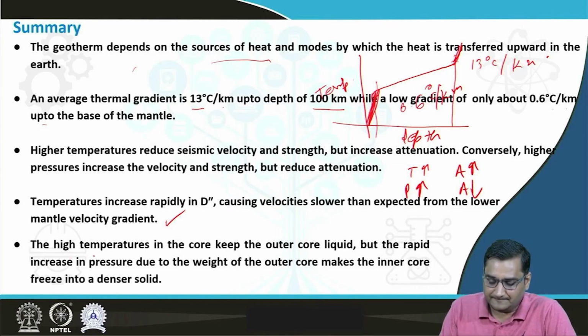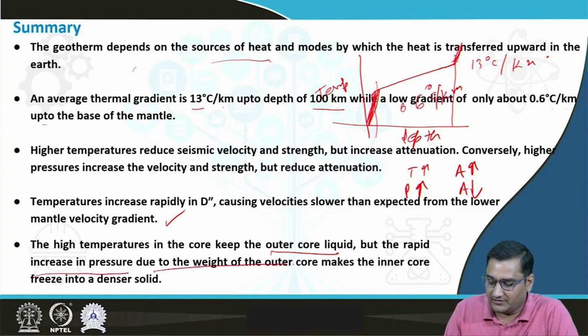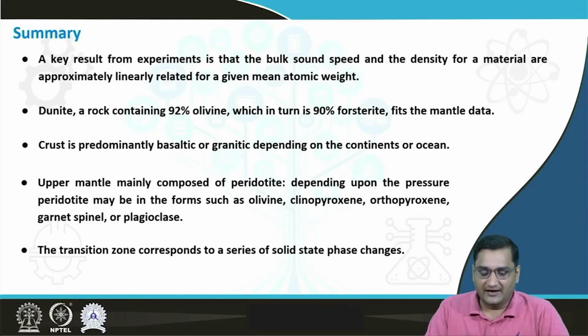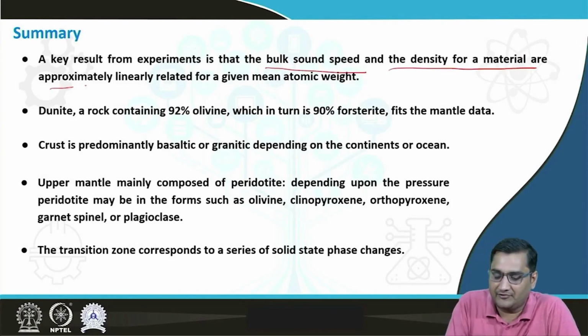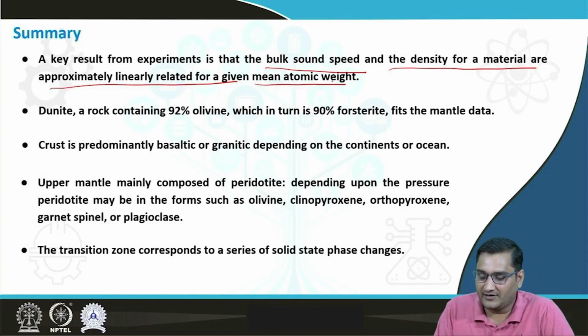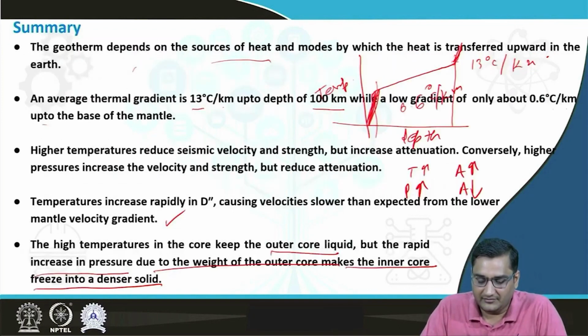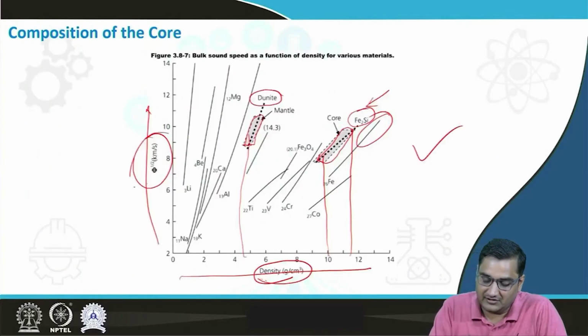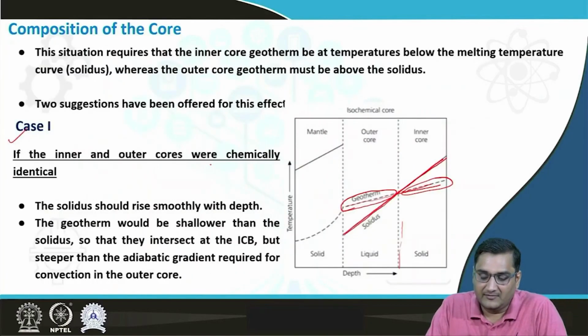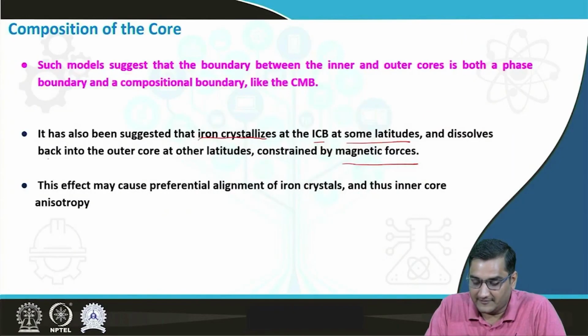A high temperature in the core keeps the outer core liquid, but the rapid increase in the pressure due to the weight of the outer core makes the inner core freeze into a denser solid. Then we learnt that a key result from experiment is that bulk sound speed and the density for a material are approximately linearly related for a given mean atomic weight. So this is the same curve we just saw. This is the curve they are talking about, where the bulk sound speed and the density are linearly related for various materials in the earth.